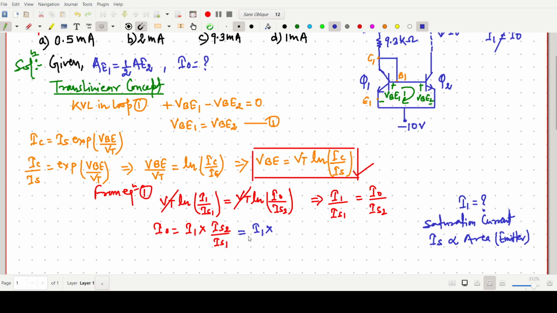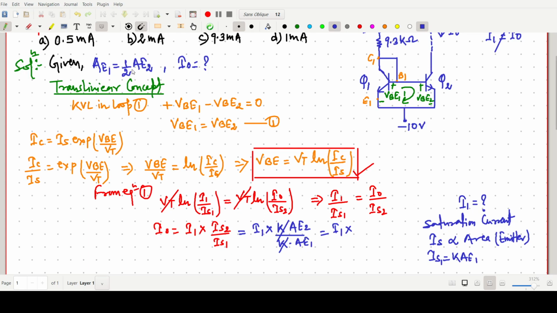So for IS2, we can write some constant factor, the proportionality constant K, times the area A. Suppose for the S1 transistor, we write Is1 equals K times AE1. So IS2 is nothing but K into AE2, divided by K times AE1. Okay, so this K and K will be cancelled, and I1 equals AE2 by AE1.